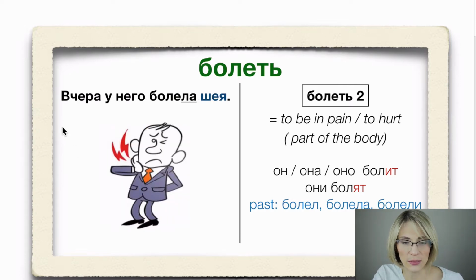Okay, let's look at the example for the past tense. Вчера у него болела шея. Болела шея. And шея is a neck.